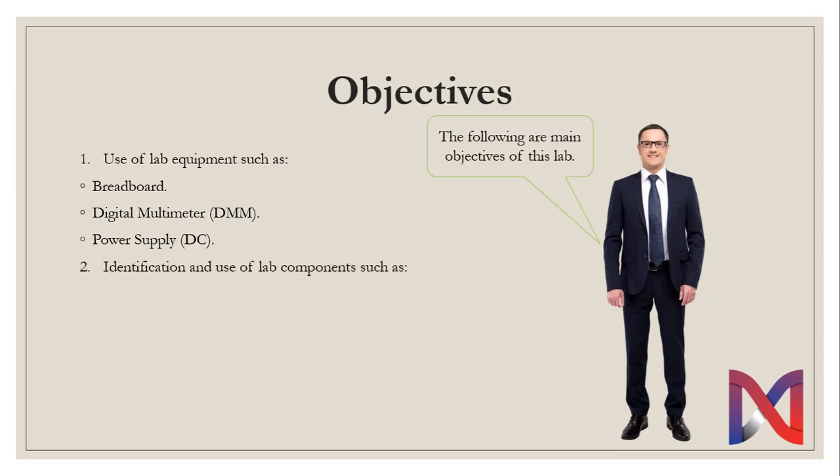Moreover, there are different components which would be used in this lab, such as resistors, capacitors, and inductors. So you must know what is resistor, how it looks like, and of what value you are picking for the lab experiment. Similarly, you must be aware of the capacitors and inductors, that how it looks like and how its values are taken.